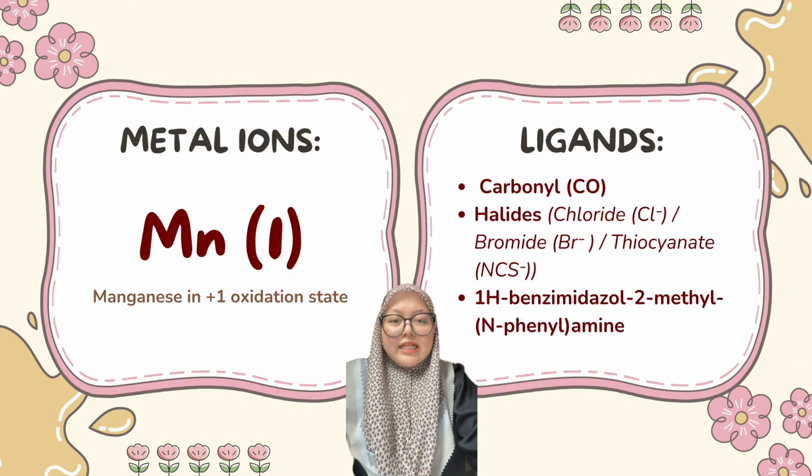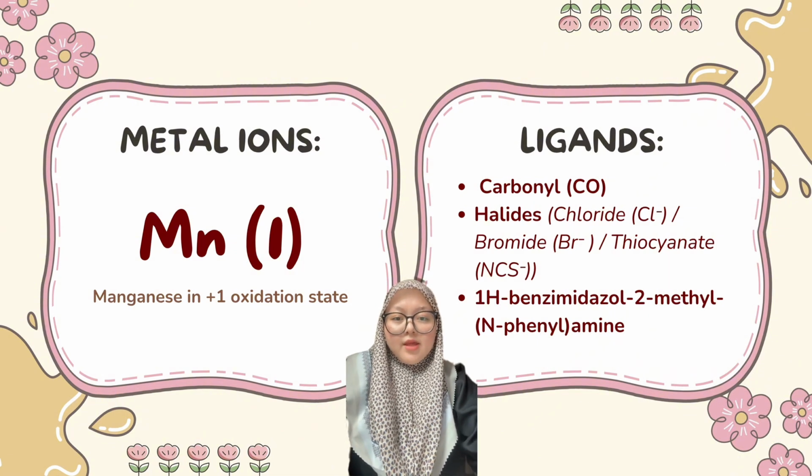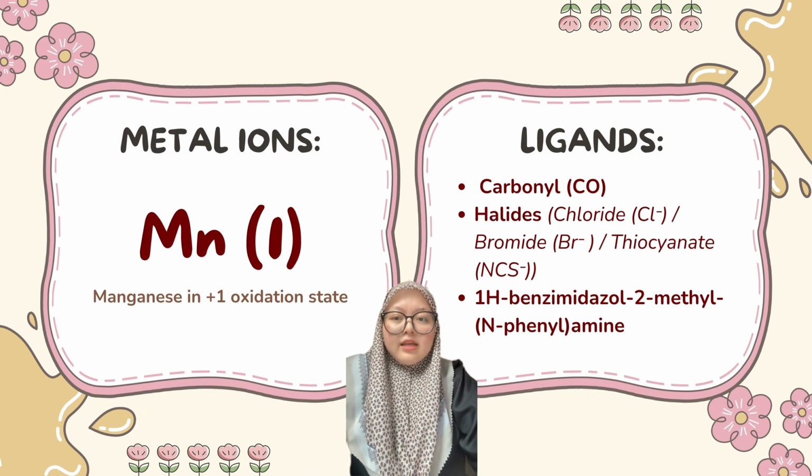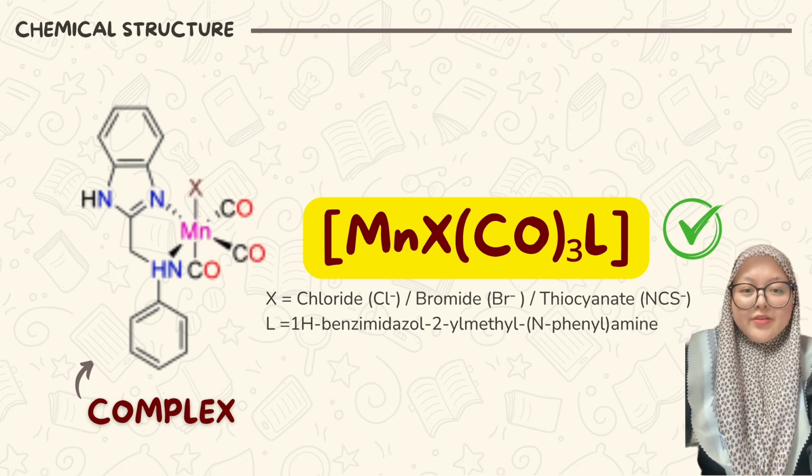In this complex, the metal ion used is manganese in the oxidation state +1. There are several ligands that can be found in this complex. First one is carbonyl, and the second one is halides. The halides can be chloride, bromide, or thiocyanate. And the last one, which is the main ligand, is 1H-benzimidazole, 2-methyl, and phenylamine. This is the chemical structure of the complex.